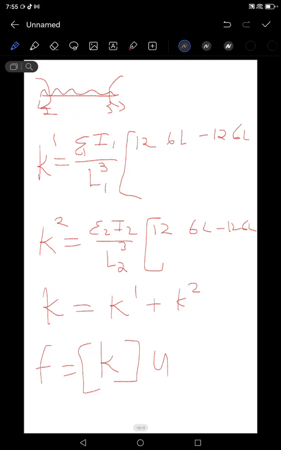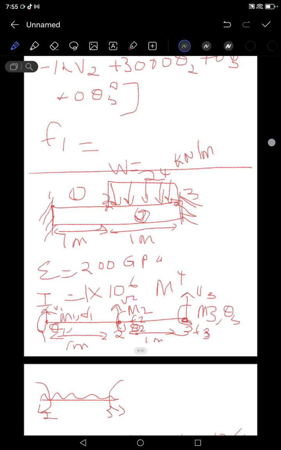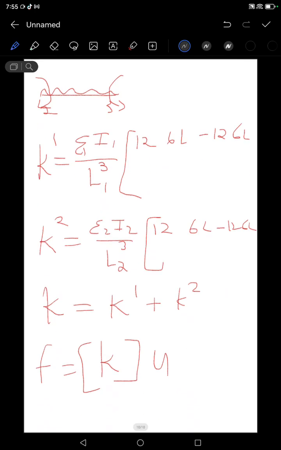But since we have a UDL, remember, we were not given the force, we were not given the moment. Most of the time we will be given the force, like 20 kilonewton, but here we were given a UDL, which is 24 kilonewton per meter. So this is W equals 24. When it comes to calculating the nodal displacement and rotation, remember we use this equation.